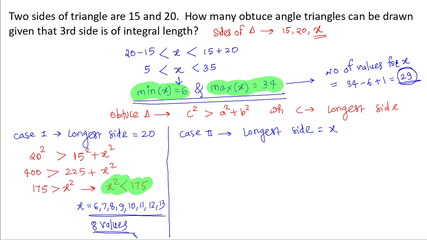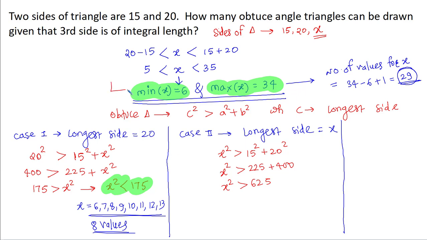Okay everyone, now let's look at the second situation. In the second situation, where the longest side is x, that means x square has to be greater than the sum of squares of the remaining two sides, meaning x square should be greater than 15 square plus 20 square. So x square should be greater than 225 plus 400, that is, greater than 625. We know the values of x can be 6 to 34.